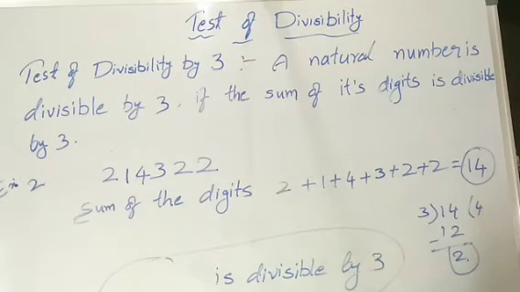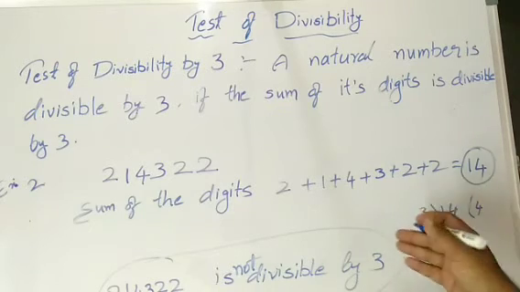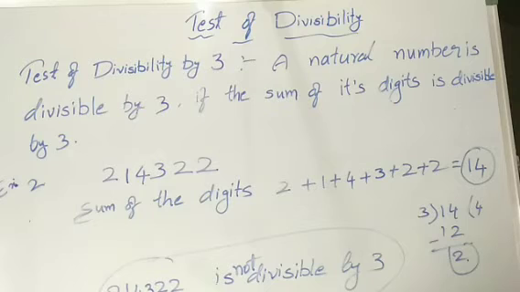So finally we can conclude that 21432 is not divisible by 3. Got an idea? I gave one positive example and one negative example. Means one number is divisible by 3, the second number is not divisible by 3. You can apply this logic for all the problems.